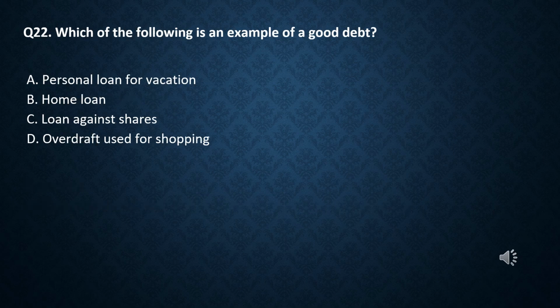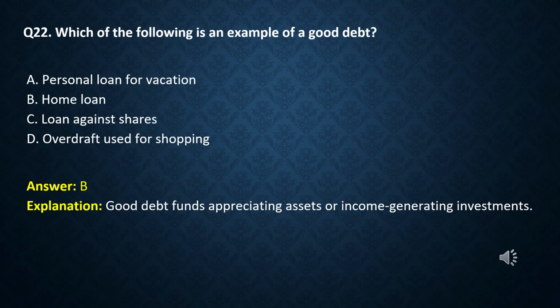Next question. Which of the following is an example of good debt? Option A personal loan for vacation, option B home loan, option C loan against shares, and option D overdraft used for shopping. Correct answer is option B, home loan.